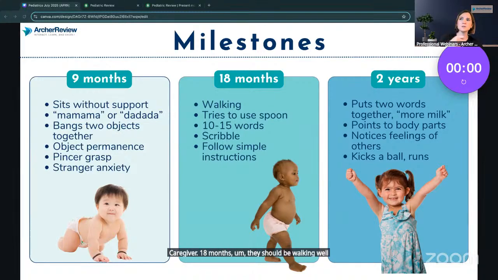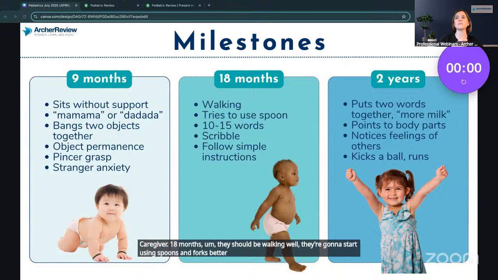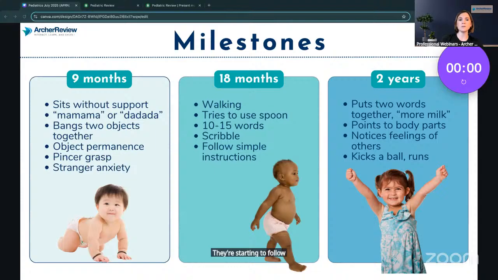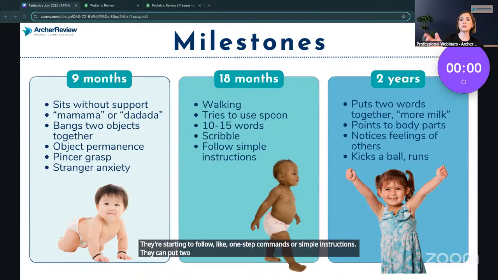They're going to start using spoons and forks better, and they're saying at least 10 to 15 words. They can start to scribble on paper, obviously nothing meaningful, but they can get that motion down. They're starting to follow one-step commands or simple instructions. They can put 2 words together by the time they're 2. That's an easy way to remember that.